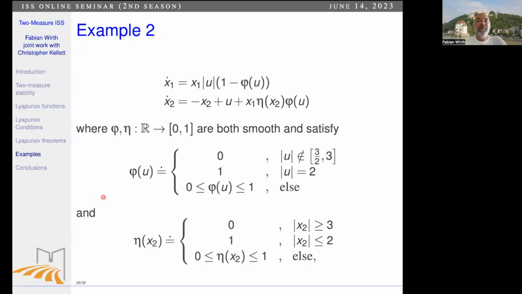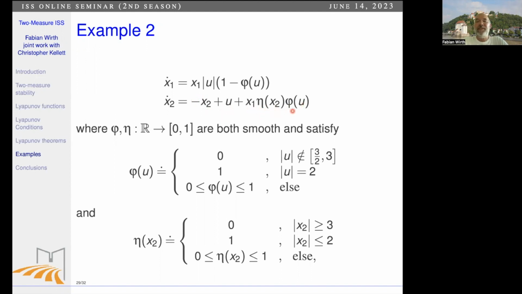So second example, here we have a two-dimensional system now with x1 and x2 as the components, and it's defined on all of R2. So yes, x1 dot is an independent dynamic. This is not influenced by x2. It's just x1 times absolute value of u times 1 minus phi of u. And x2 dot has this nice ISS part, minus x2 plus u. And then here a coupling where x1 and x2 play a role.